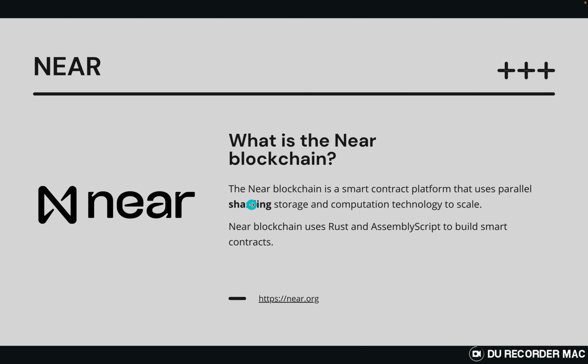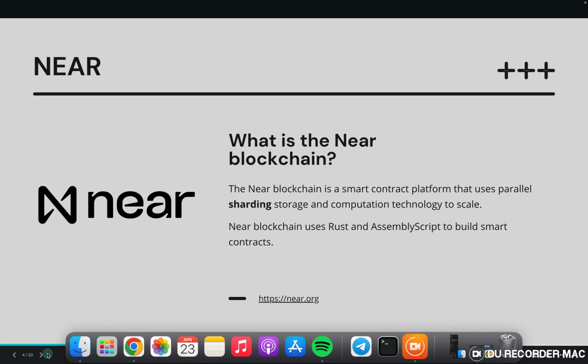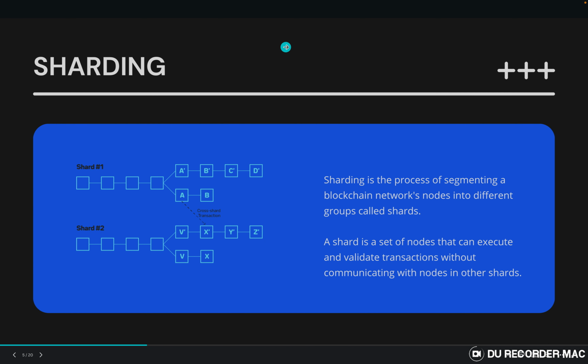So let's have a look at sharding. What is sharding? Sharding is the process of segmenting a blockchain's network nodes into different groups called shards, right? It's just like you have 100 nodes, then you separate them: okay, these 25 nodes will be in a particular group, 25 nodes will be in another group, like that. So you have 4 groups of nodes, with 25 in each group. Each of those groups is called a shard.